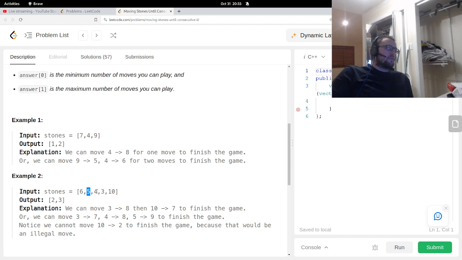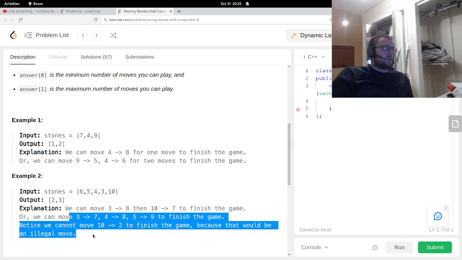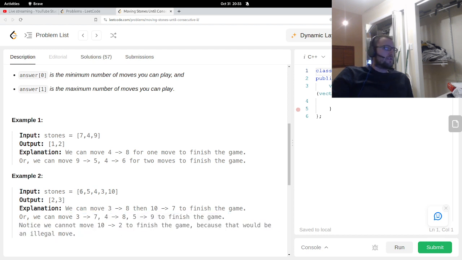I know what to do. Move 3 to 8, and now 10 can be moved to 7. There you go. Yeah, that's what they said. Interesting. And I said before, you could do 3 maneuvers to get the maximum.